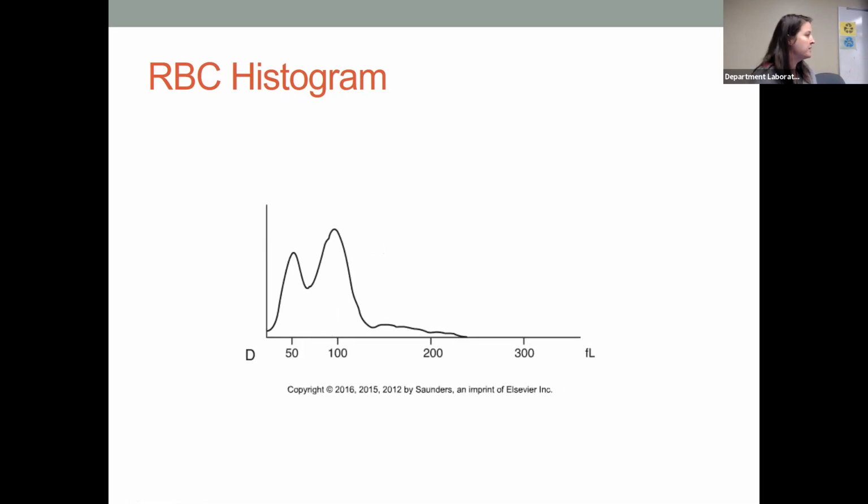Oh, look at this one. What's going on here? Two very distinct cell populations. This is characteristic of what you would see. Does anybody remember what type of cells you see in iron deficiency anemia? Not spherocytes.